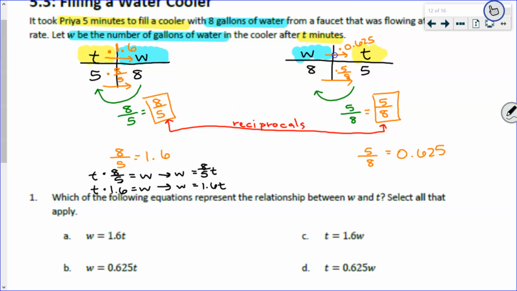So the equation here is going to be the W goes across the table, multiplying by the fraction 5/8, and when I do that, I end up on the other side, it's equal to T. Or we can use the decimal, W times 0.625 is equal to T. And again, reversing those so that we can see what they look like when we write them backwards. That would be T equals 5/8 W, and T equals 0.625 W.